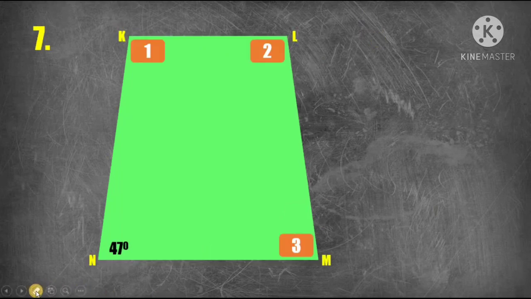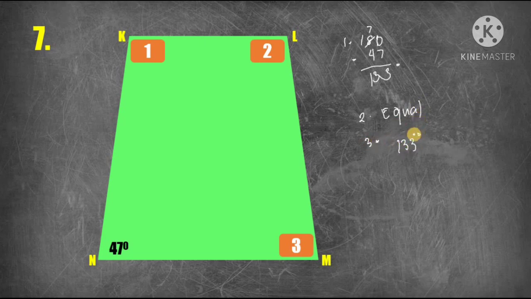Next, number 7. This will be the last number. Number 1, 180 minus 47 is 133. Next, number 2 here is equal to 47 degrees. And then number 3 is 133 degrees.